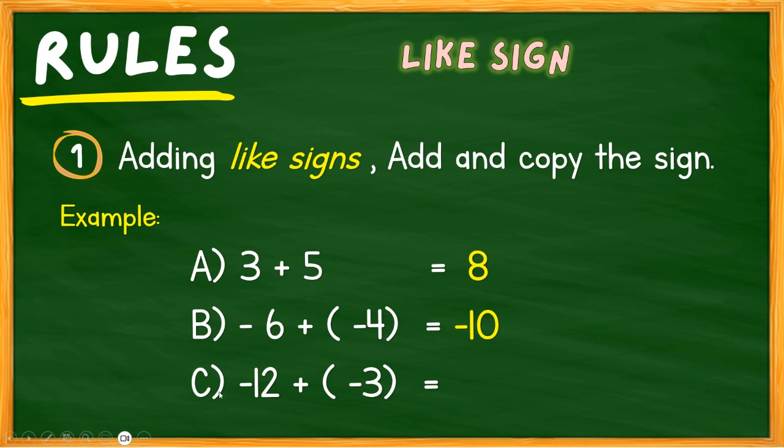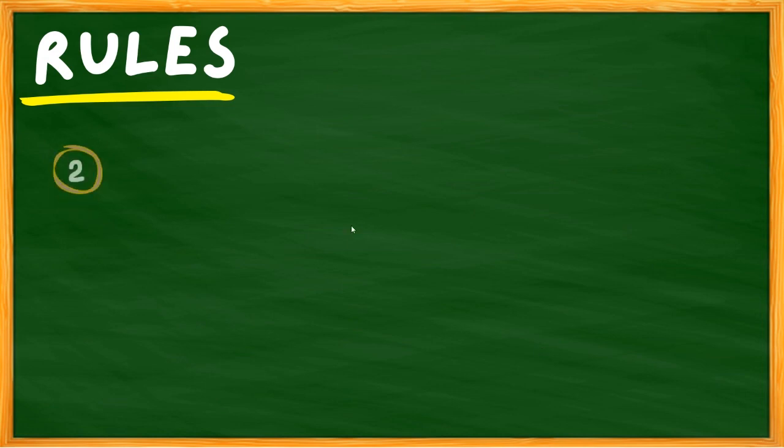Letter C, negative 12 plus negative 3. They are both negative numbers, therefore, again, like sign. Add 12 plus 3, the answer is 15. And then copy the sign, negative, therefore the answer is negative 15. Now let's have some more examples for rule number 2.